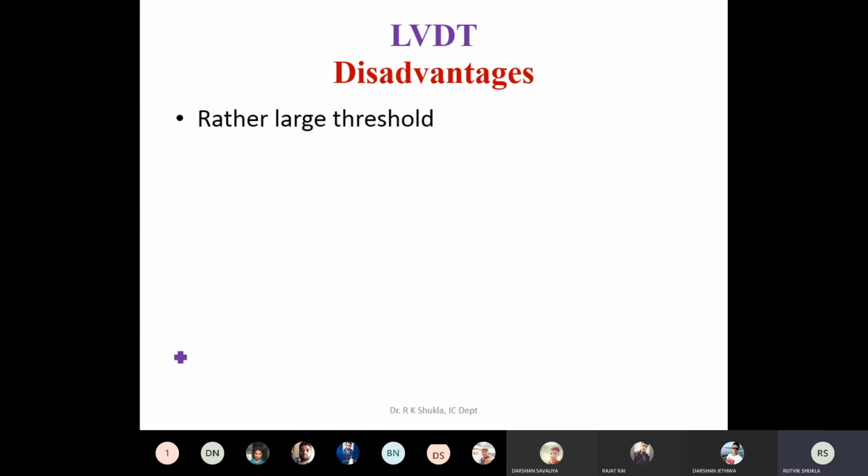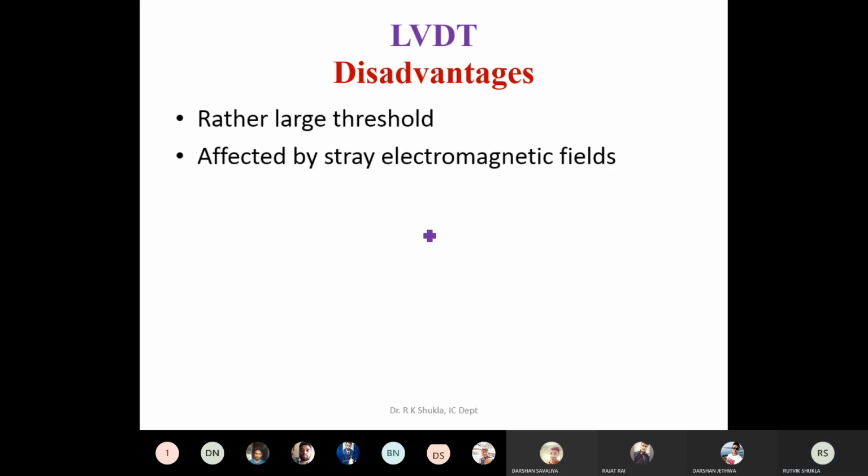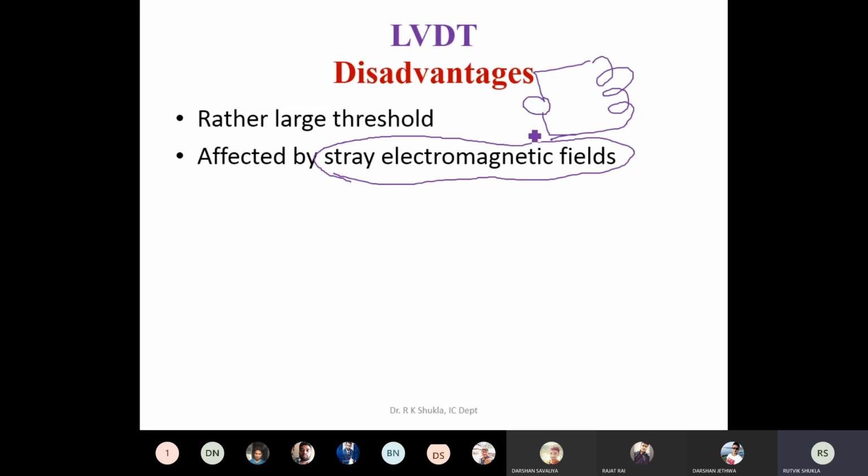Disadvantages: with LVDT, you are having a larger threshold. Threshold means unless you give that much of movement from the input side, you cannot expect any change in the output. So there is a relatively large threshold. As we are using the electromagnetic property of the LVDT for getting the movement of the core on the output side, it is affected by the stray electromagnetic field. Stray means something which is non-obvious, or which is not generated by your electromagnet. The primary is excited by some external signal, so it is a kind of electromagnet.